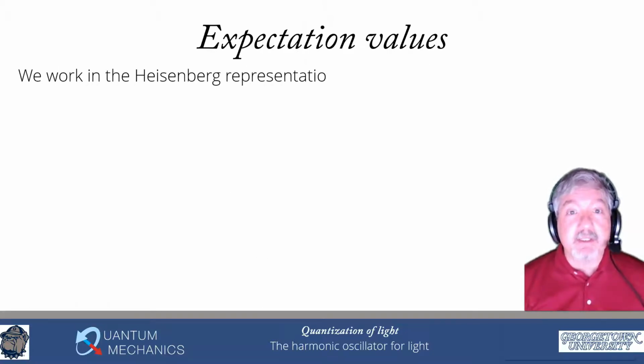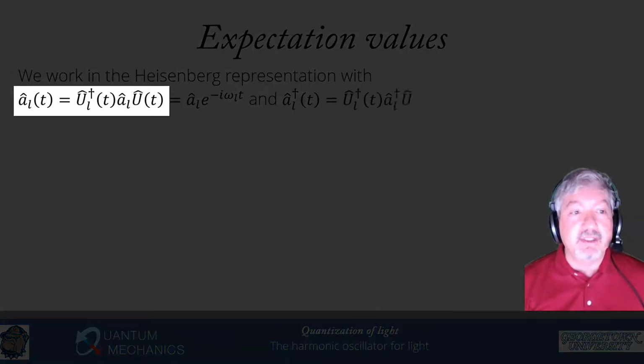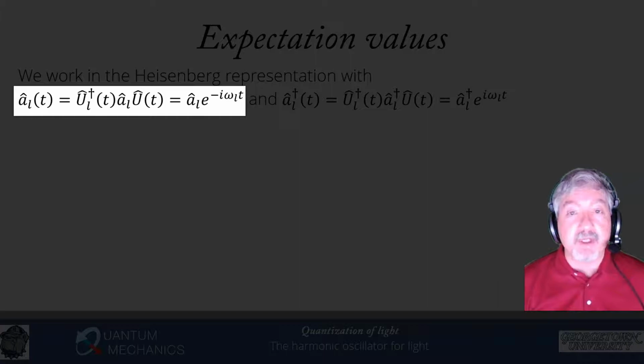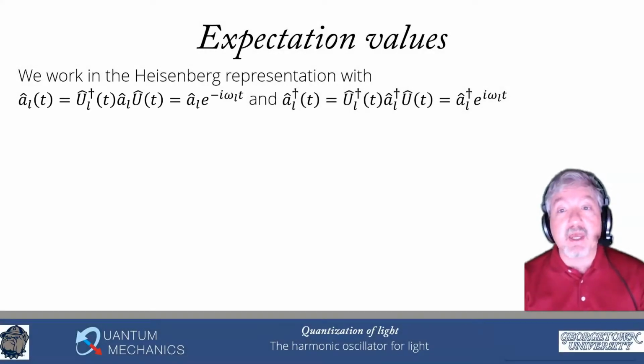We're now going to calculate some expectation values. As I mentioned before, we're working in the Heisenberg representation. That's where I move all the time dependence onto the operators. And that means we write the operator A of t as U dagger of t, A, U of t. And if you go ahead and calculate that using the evolution operator, which, because we have a time-independent Hamiltonian, is just e to the minus i H t over h bar, you find that it just goes to A_L e to the minus i omega_L t. We do the same thing for the A dagger, or I can take the Hermitian conjugate of that equation, and we find that A_L dagger of t is just A_L dagger e to the i omega_L times t.